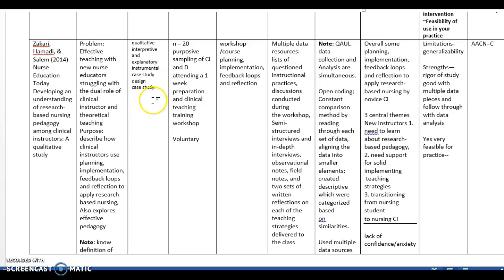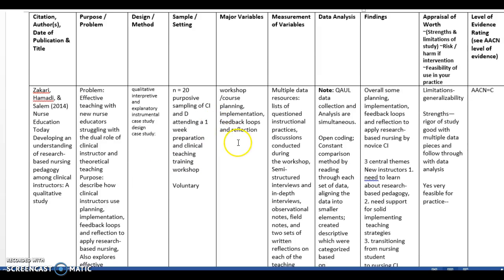It was a qualitative, interpretive, and explanatory instrumental case study design. It was N20. The sample was purposive. They attended a 1-week workshop to prepare them for clinical teaching and theoretical teaching as well. Participation was voluntary. In other words, anybody can drop out when they want as well. The major variables were the 1-week workshop, and then all these things I just mentioned over here. So remember, your purpose and problem needs to really match up with your variables to match up with your findings as well.